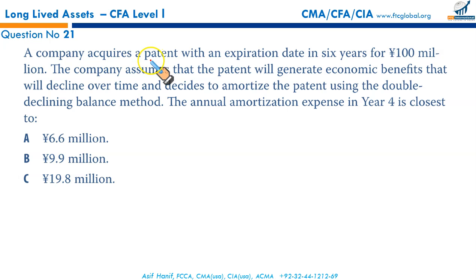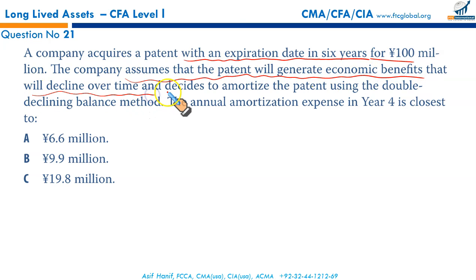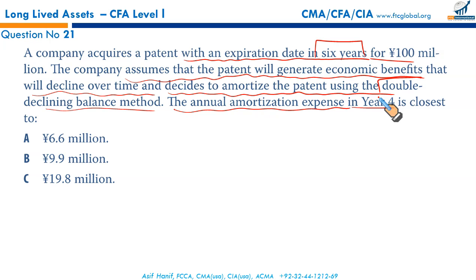A company acquires a patent with an expiration date in 6 years for 100 million yen. The company assumes that the patent will generate economic benefits that will decline over time and decides to amortize the patent using the double declining balance method. The patent will last 6 years. The question is the annual amortization expense in year 4.